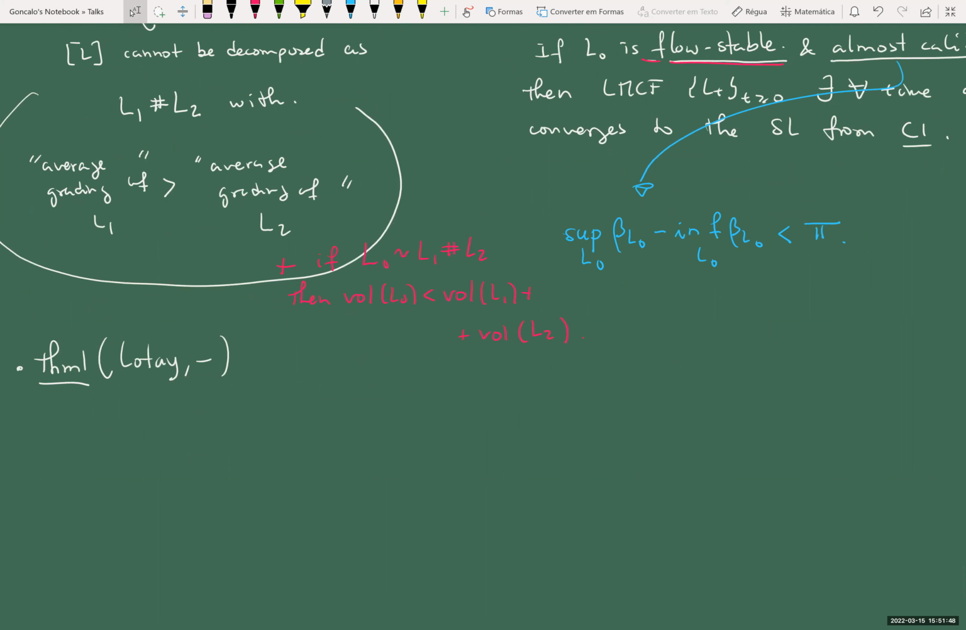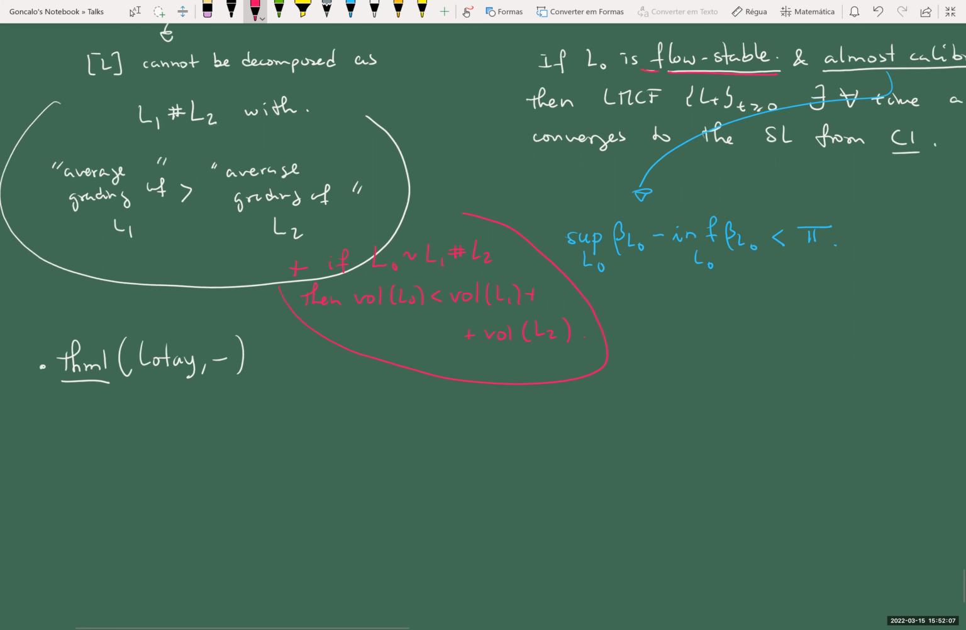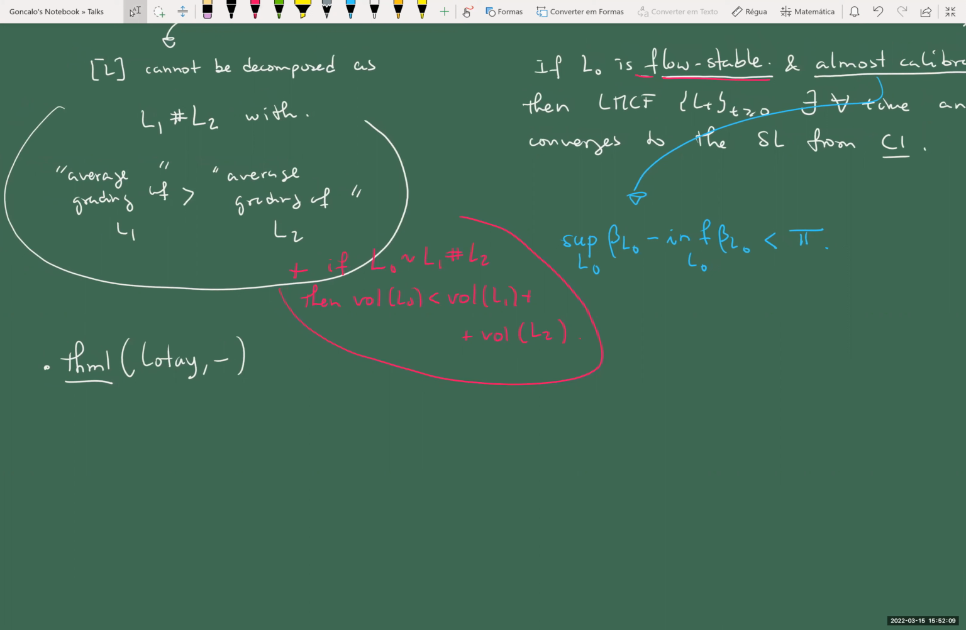So the idea of adding this is that it prevents L0 from breaking itself into L1 and L2, because the volume of L0 is already smaller than the sum of the volumes. And so because the mean curvature flow shrinks volume, it cannot happen that you are decomposing L0 into L1 and L2. That's basically what this extra condition imposes. And that's where it helps you.